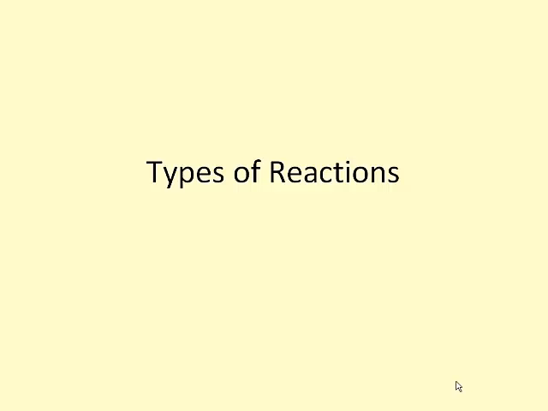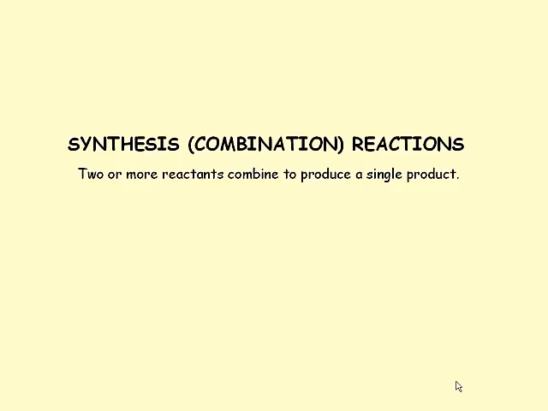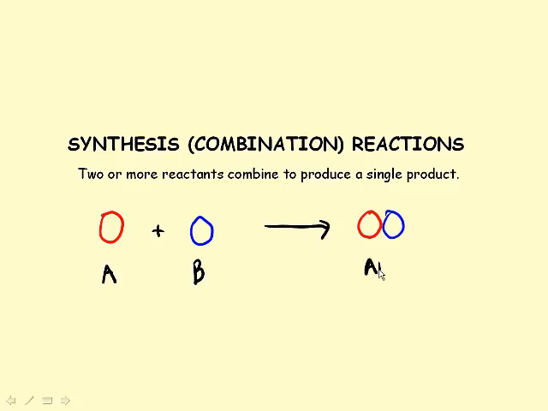There are 5 major types of chemical reactions. One type is the synthesis reaction. In this type of reaction, 2 or more reactants combine to produce a single product. You can think of it this way. This substance, we'll call it A, can combine with another substance, B, to produce a new substance, AB.